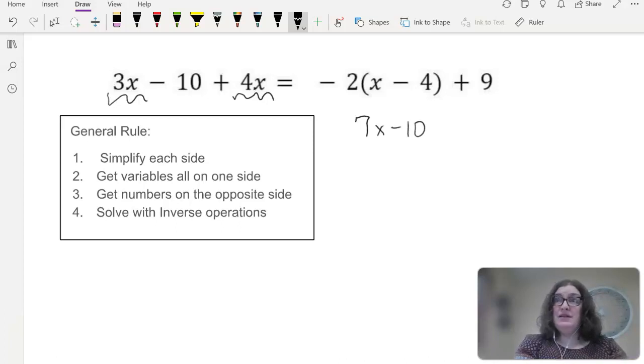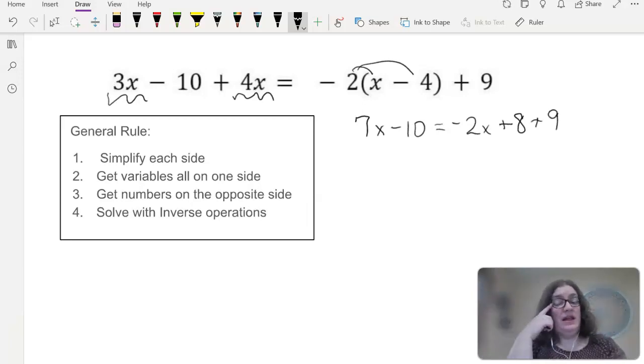Coming over to the right side, I see parentheses, so I'm going to distribute in, and it is a negative 2 that I'm distributing, so negative 2 times x is negative 2x. And negative 2 times negative 4, negative times negative, turns it into a positive 8. And then I still have that plus 9 that's not affected by the negative 2 because it's not in the parentheses. Now, I'm not quite done with number 1 because I can still now see that I have some like terms of numbers on the right side that I can combine. And so when I do that, I get negative 2x plus 17, and I leave what's on the left side, 7x minus 10.